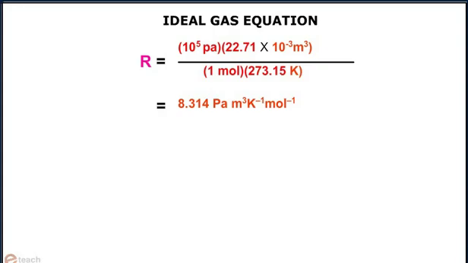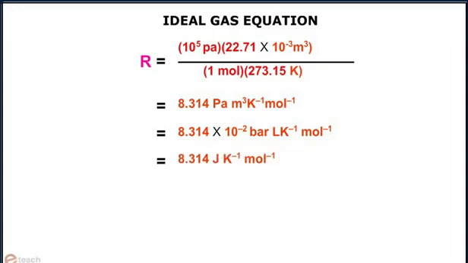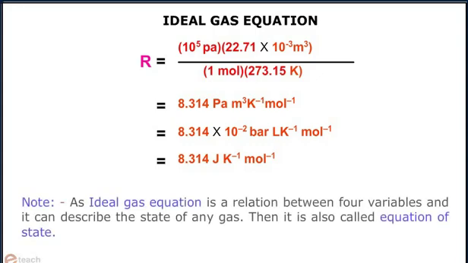On simplification, we get R equals 8.314 pascals meter cube Kelvin inverse mole inverse, which is equal to 8.314 into 10 raised to the power minus 2 bar liter Kelvin inverse mole inverse, which can also be written as 8.314 joules per Kelvin per mole. Note that as the ideal gas equation is a relation between four variables and it can describe the state of any gas, it is also called the equation of state.